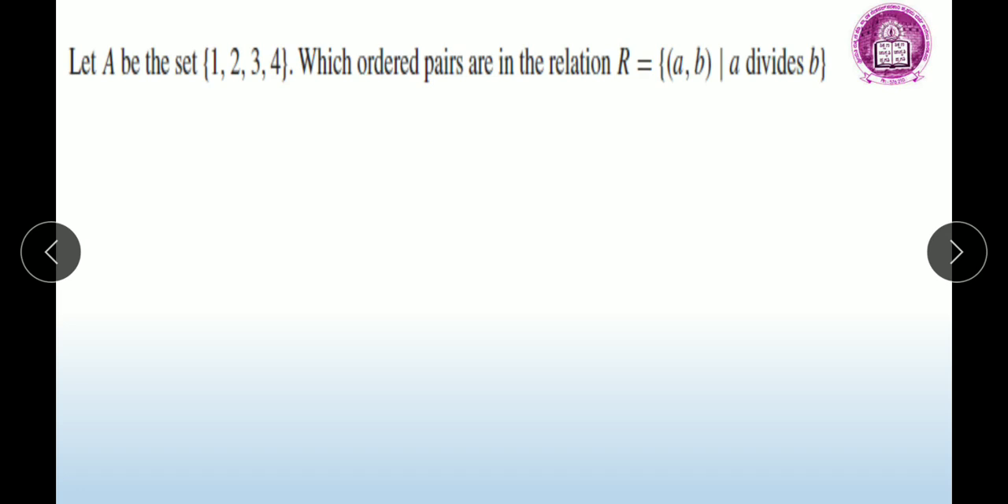Let A be the set 1, 2, 3, 4. Which ordered pairs are in the relation R? R is the set of all ordered pairs (a, b) such that a divides b. So both a and b are positive integers, and a should divide b. You know that 1 divides 1, 1 divides 2, 1 divides 3, 1 divides 4. So all these ordered pairs (1,1), (1,2), (1,3), (1,4) lie in R. What else?